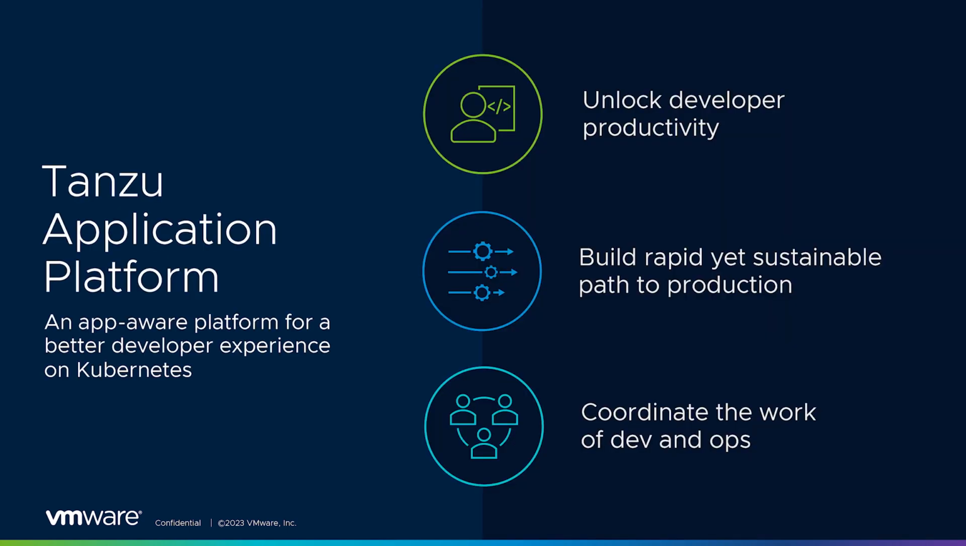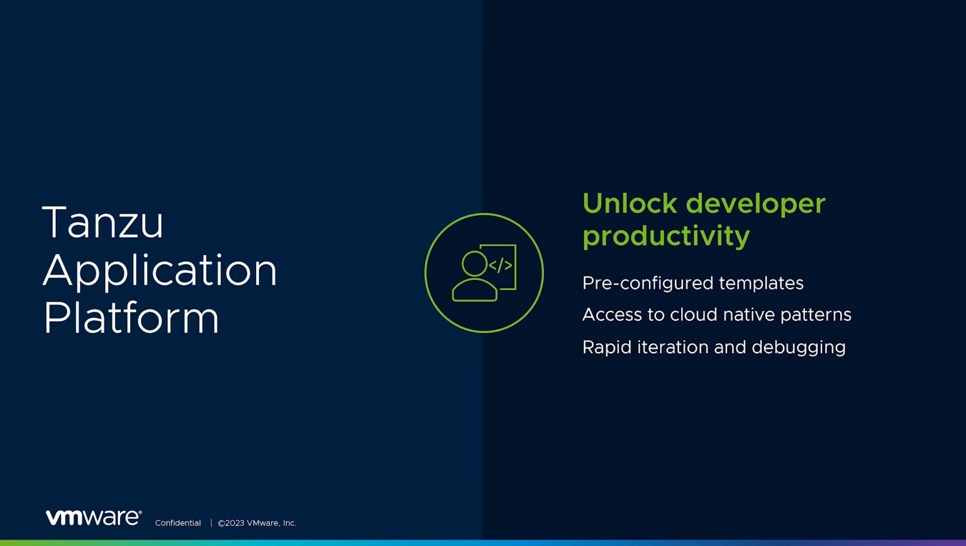And this is exactly what Tanzu Application Platform is all about. There are three main pillars that Tanzu Application Platform is helping customers with: it's going to help to unblock developer productivity, build rapid and sustainable paths to production, and coordinate the work between developers and operations teams. So if we're going to dig deep into each one of these, first we'll talk about how we are unblocking developer productivity.